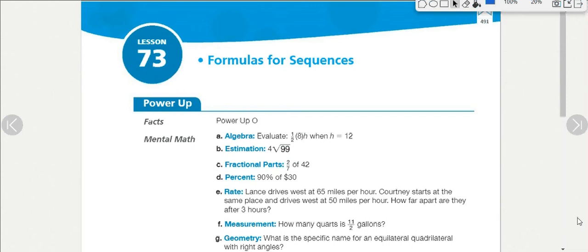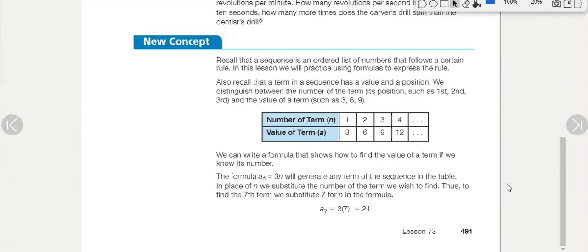In Chapter 73, we're talking about sequences or patterns again, and the formulas we can use to simplify finding the number in a particular pattern. But you don't have to come up with the formula, you just have to be able to use the formula today. Recall we use variables like n and a when we work with sequences.